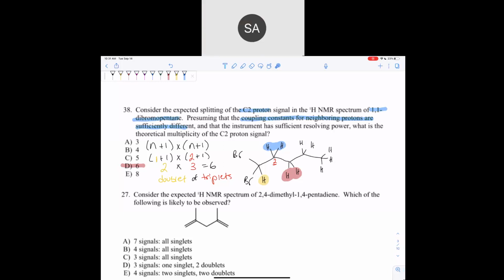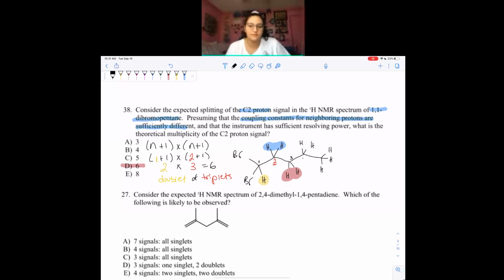So we knew that was C2 because we counted the way we would count a parent chain or a main chain. Exactly. So this would be 1, 2, 3, 4, 5. And then it could have been any of them. He could have given you C3, 4, 5. It doesn't really matter. It's not necessarily just C2. It's the fact that he's asking what is the theoretical multiplicity of C2. So you know that's the one you're looking at, whatever it says there.